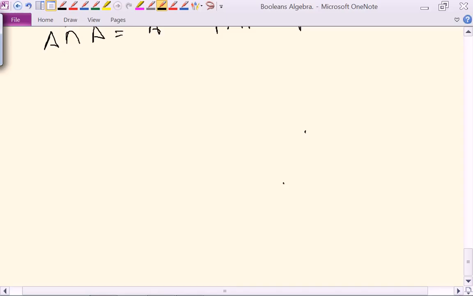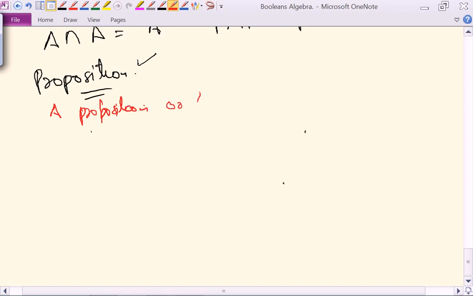Before that, let's first discuss what a proposition is. Basically, this is a chapter from logic and propositional calculus, and we need to do this because we have one or two questions which come from this, so better we discuss them in a proper way. So what is a proposition? A proposition is a statement.